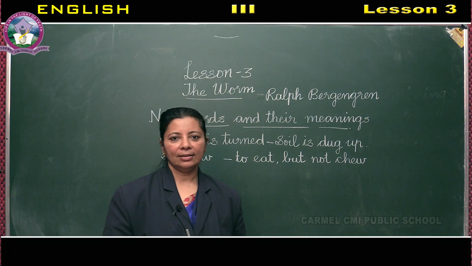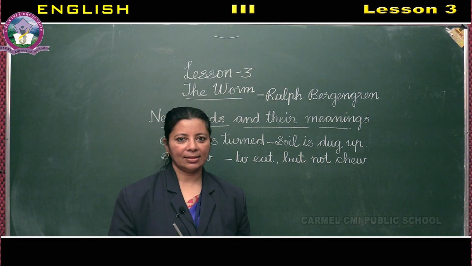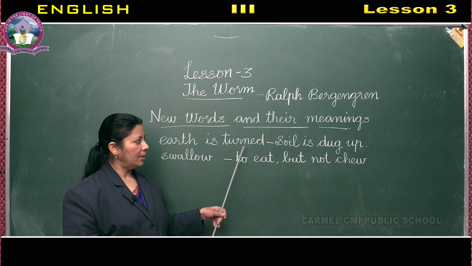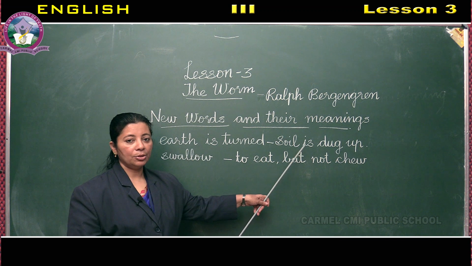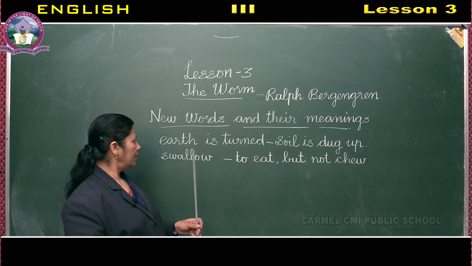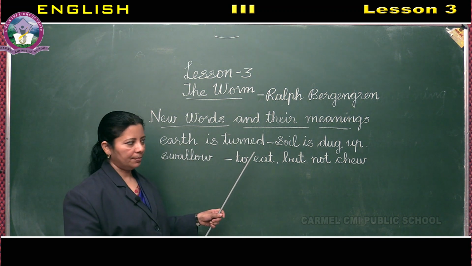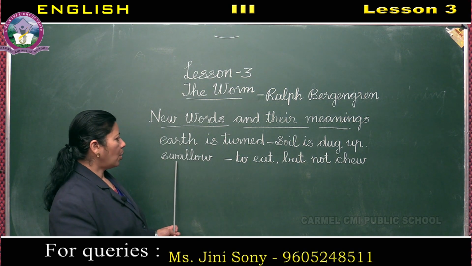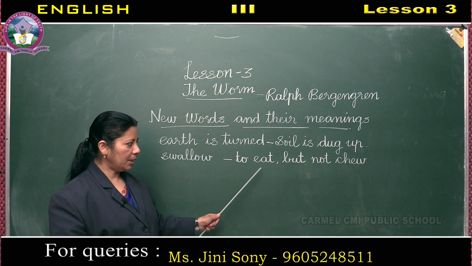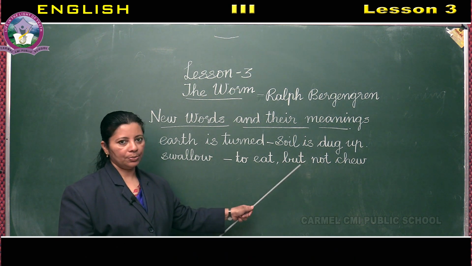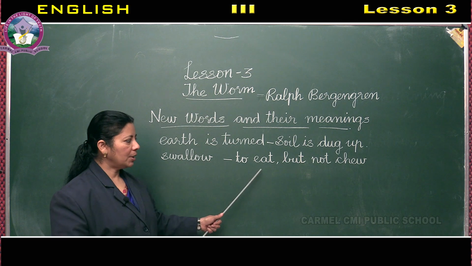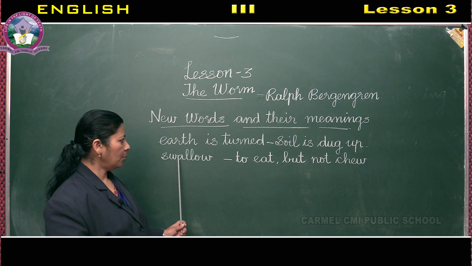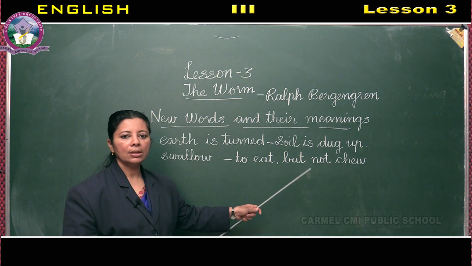Now we can learn new words and their meanings. Earth is turned. Soil is dug up to make a hole in the soil. Earth is turned means soil is dug up. Swallow. Swallow means to eat but not chew. Swallow means to eat without chewing the food.